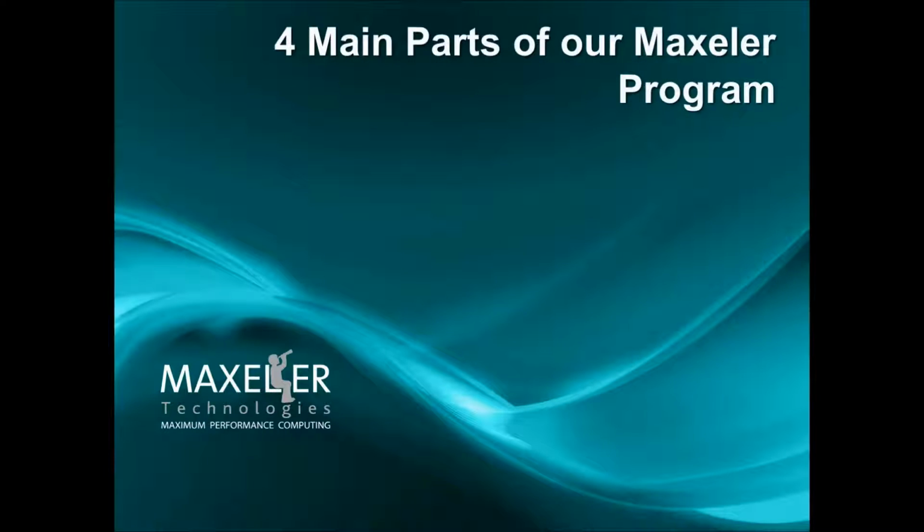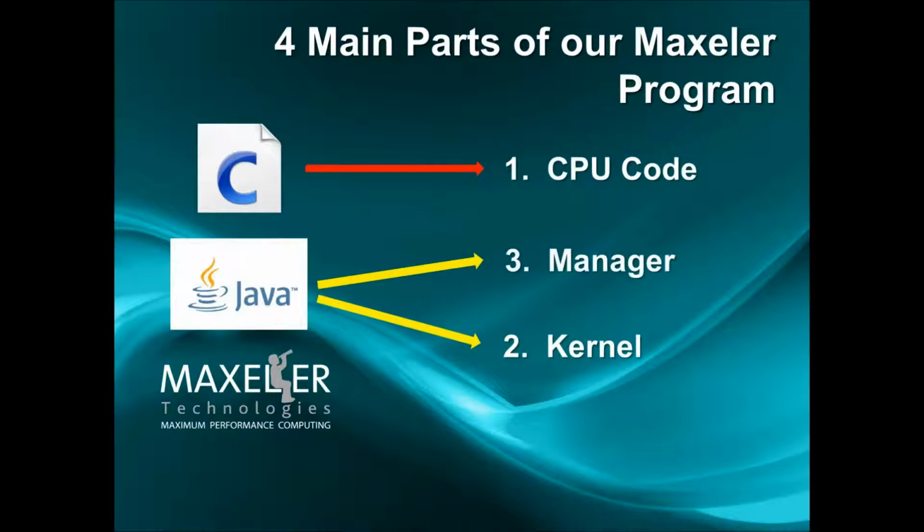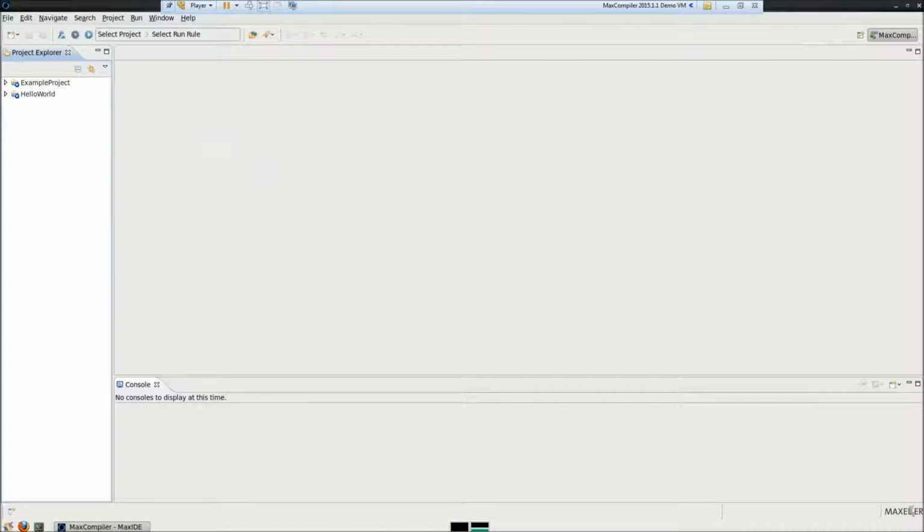In this video I will go through 4 main parts of our Maxeler program in the following order. First, CPU code, second, data flow kernel, third, manager, and fourth, the sim runner. Open the integrated development environment that we have prepared in part 1 of this tutorial series. The easiest way to start your project is to create a complete Max compiler template and then adjust certain files according to the purpose of your program.